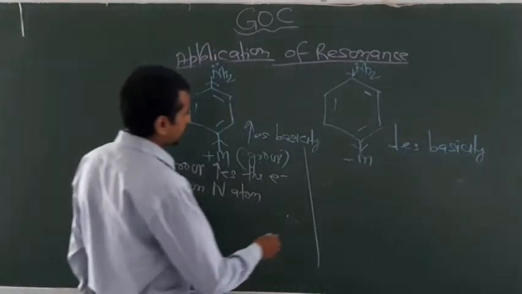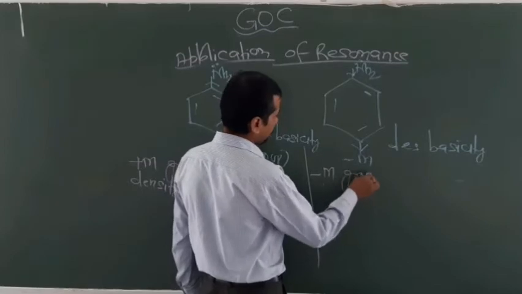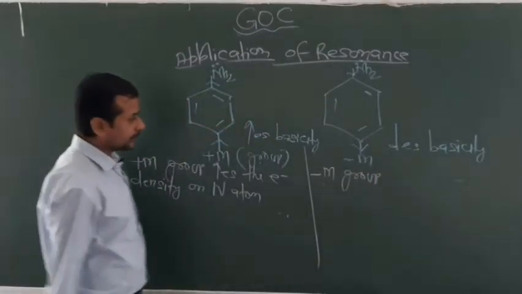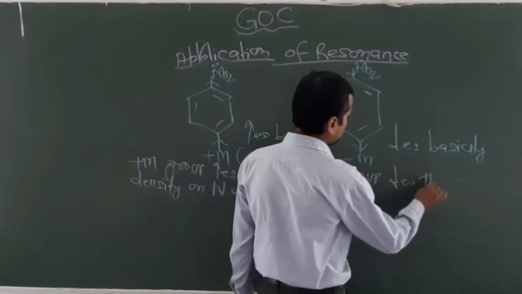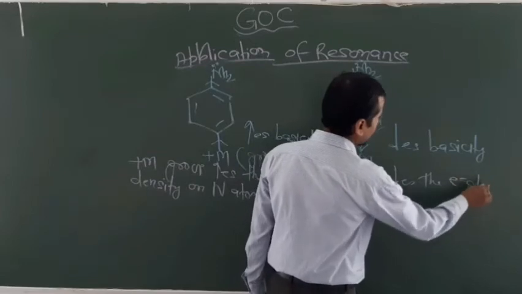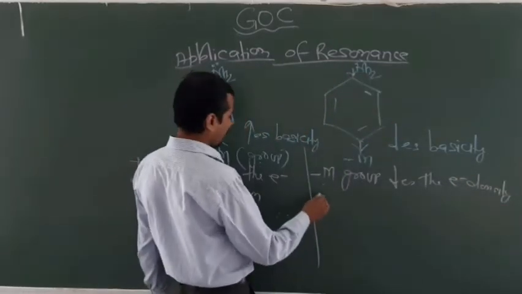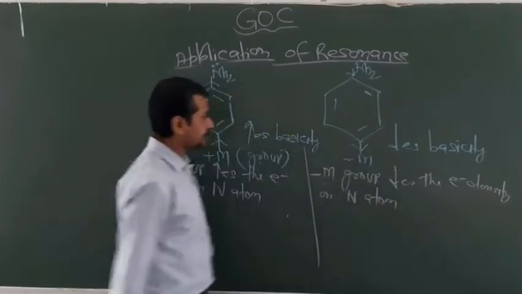But minus M effect, minus M group. I have told you which group is minus M and which group is plus M. So the minus M group decreases the electron density on the nitrogen atom.